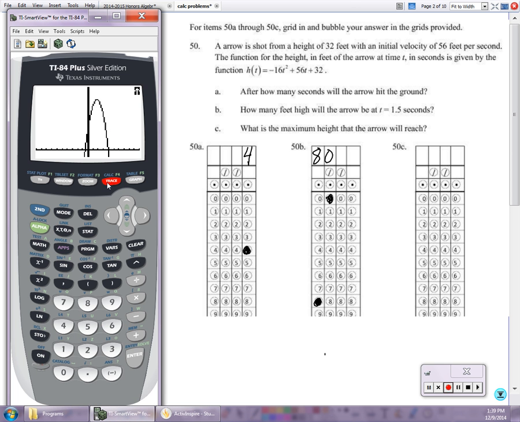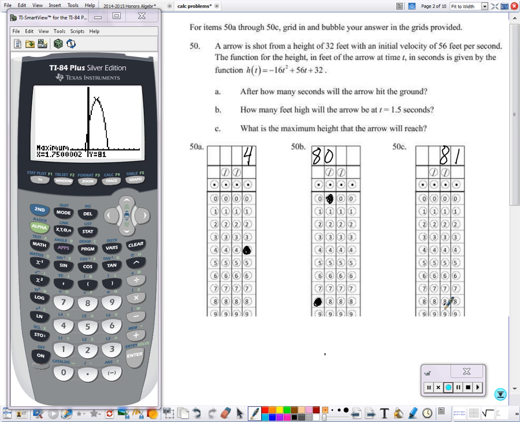I'm going to hit second, trace. Choice 4 is maximum, left bound, right bound and take a guess. And it tells me that the max y value is not there, so I have to try it again. Oh, 81. I'll grid in 81.